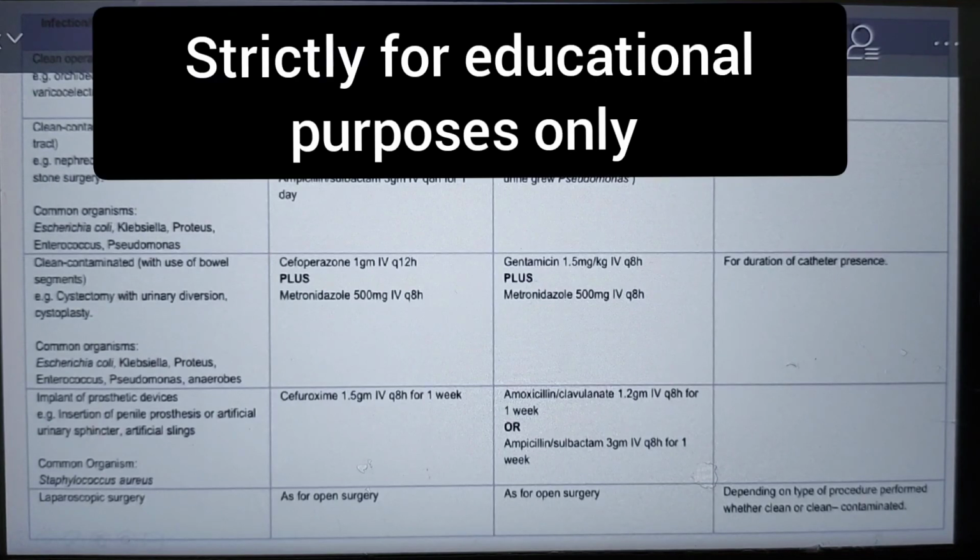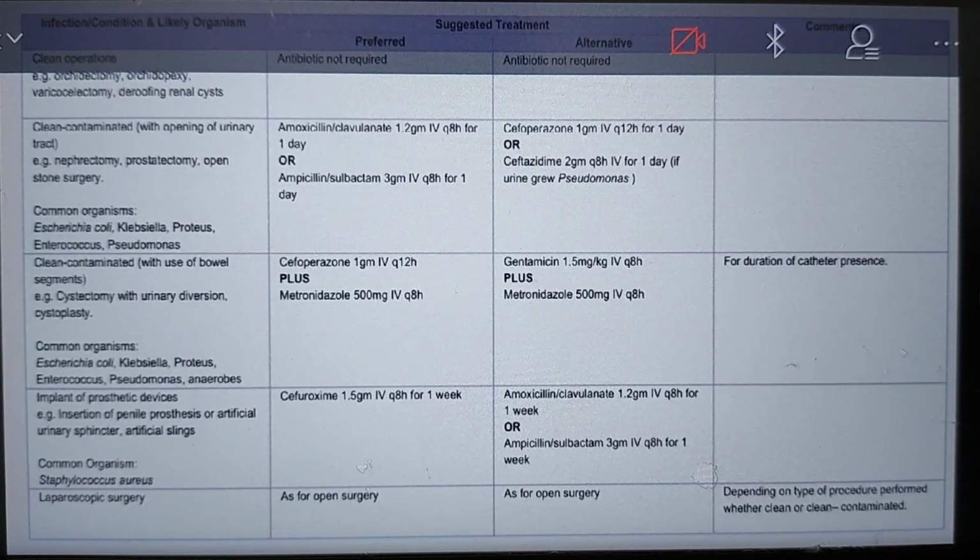So other clean operations like orchidectomy, orchidopexy, varicocelectomy, deroofing of renal cysts, antibiotic is not required. In clean contaminated surgery with opening of the urinary tract, for example nephrectomy, prostatectomy, or open stone surgery, we need to give prophylaxis, Augmentin or Unasyn. Another clean contaminated surgery with use of bowel segment, like cystectomy with urinary diversion or cystoplasty, usually we give cefoperazone and Flagyl.